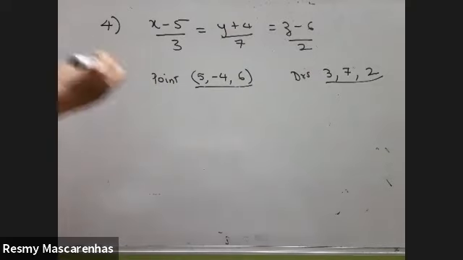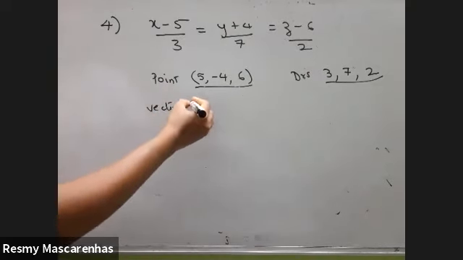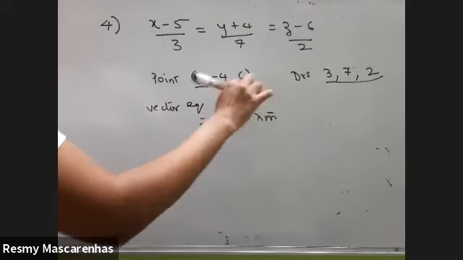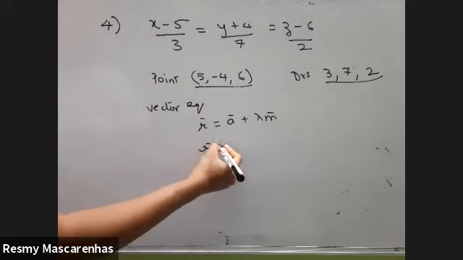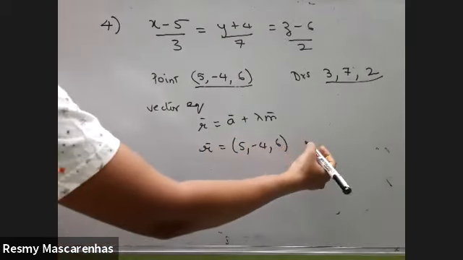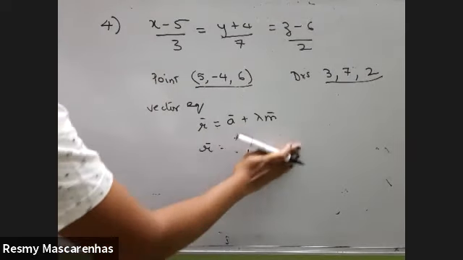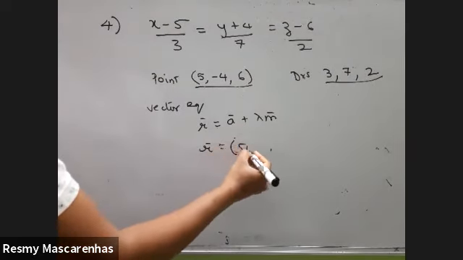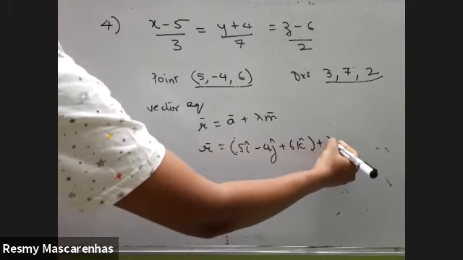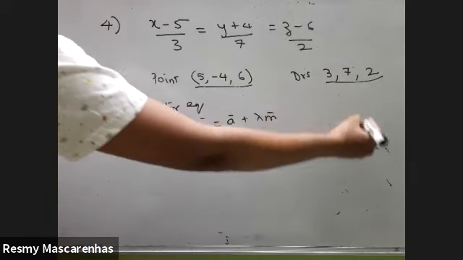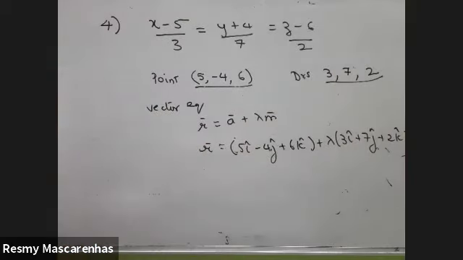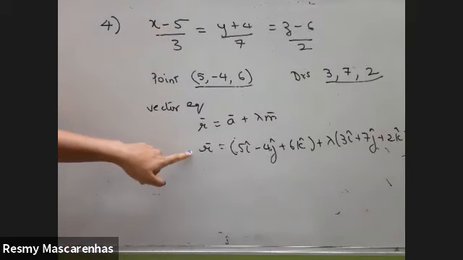And now write it in vector form. So just convert this into vectors and write the answer. That is 5i, -4j, 6k plus lambda times (3i + 7j + 2k). So this is the answer. So I converted Cartesian to vector.